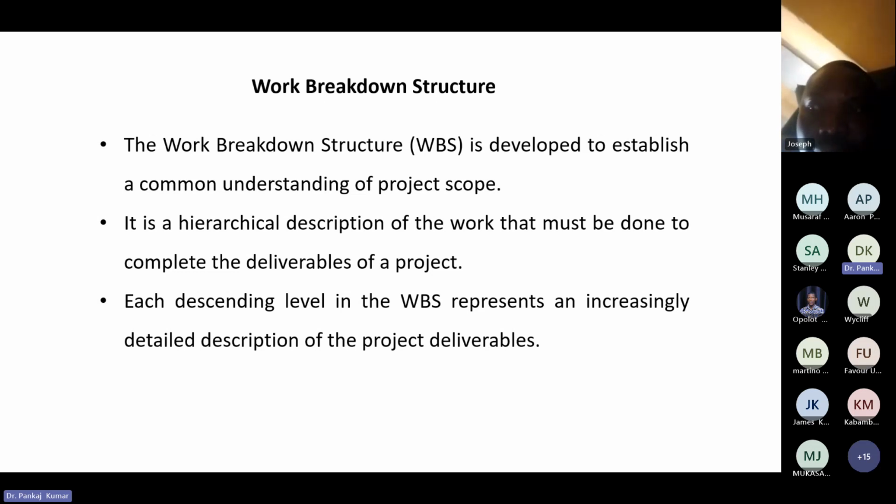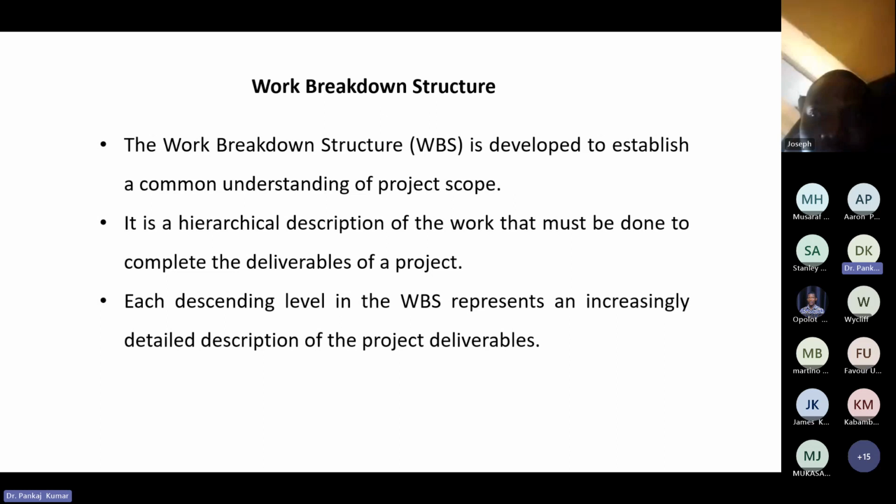The work breakdown structure focuses on deliverables, which are tangible or measurable outcomes of the project. Each level of the hierarchy represents a more detailed description of these deliverables, providing clarity on what needs to be produced or achieved.